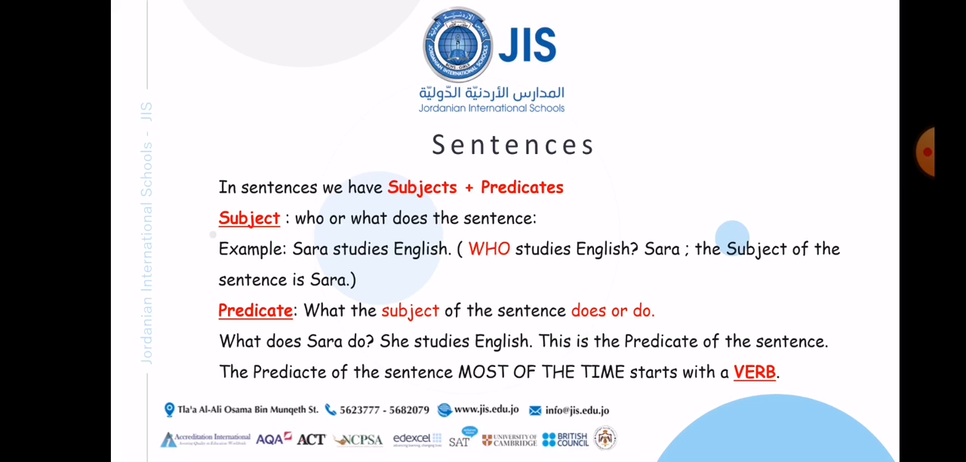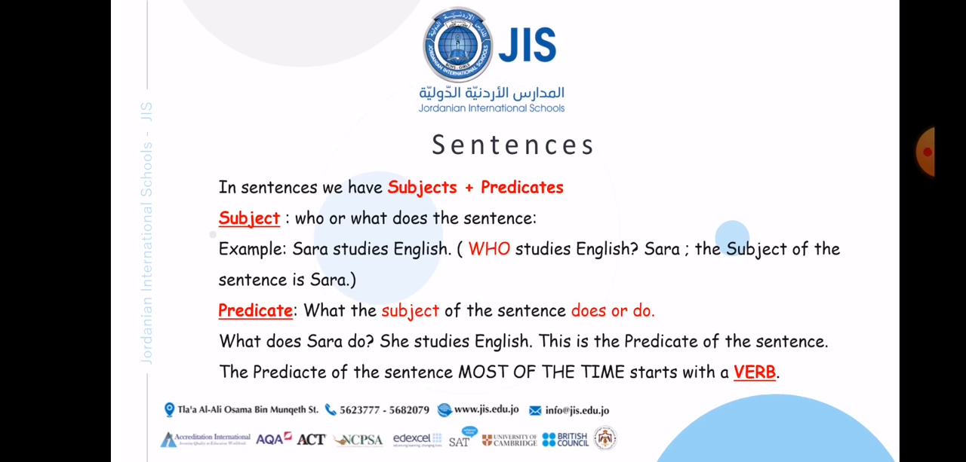We should start talking about sentences. Remember, teacher, when we talked about sentences, we said that in a sentence, we must have a subject and a predicate. What is a subject? Can you remember? Excellent. A subject is who or what does the sentence. Do you remember, teacher, when we explained this lesson? And we said that the subject is who or what does the sentence?